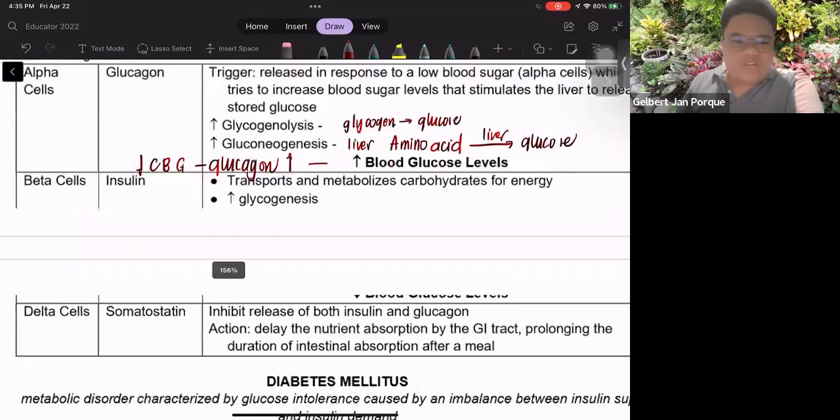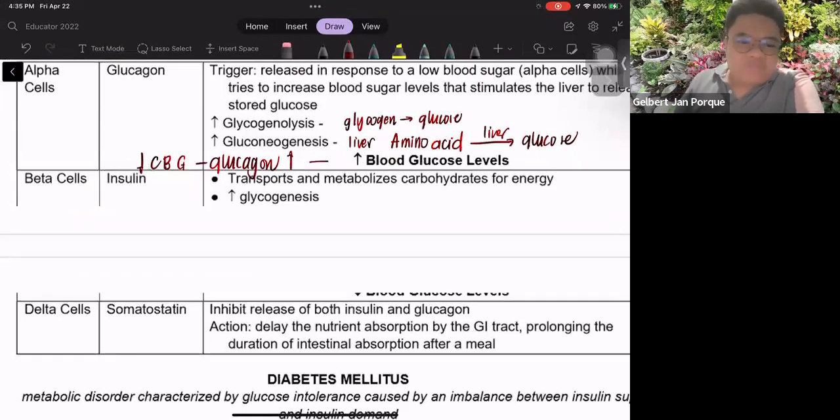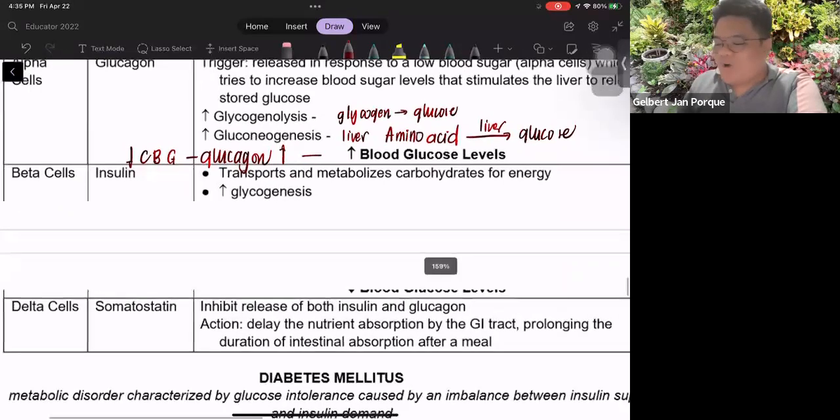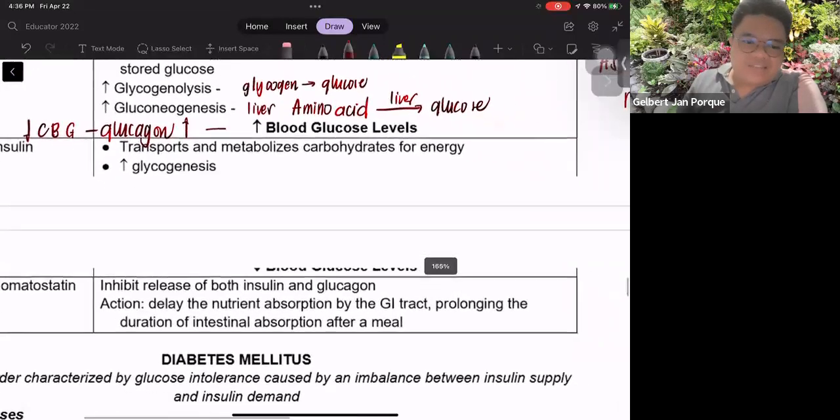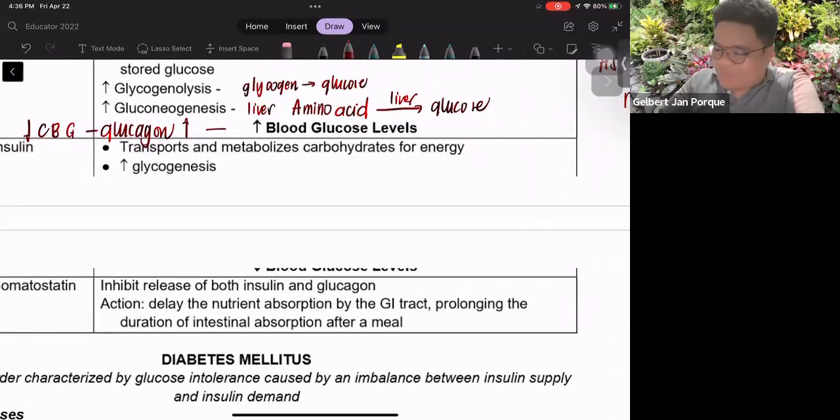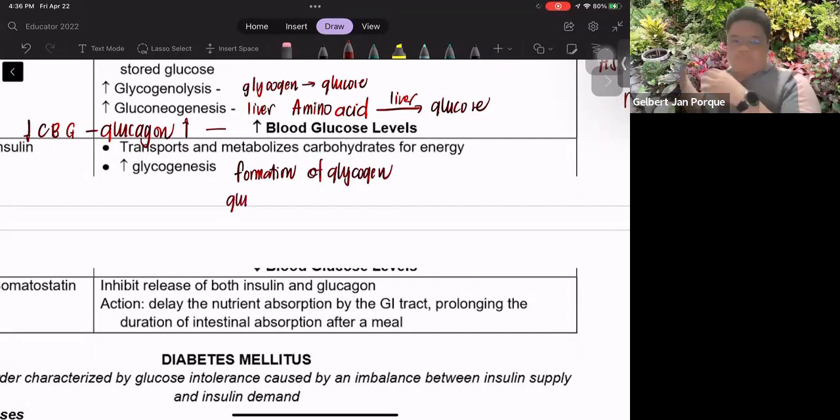Let's talk about insulin. That would be, class, produced by your beta cells. It transports and metabolizes carbohydrates for energy. Now, class, you have glycogenesis. In this case, students, insulin increases glycogenesis. Remember, class, glycogenesis would be build up, right? It would be formation or build up. So, class, that would be formation of glycogen. Class, what's the purpose? Glucose is converted to glycogen. What's the purpose for our body? Why is your glucose converted to glycogen?